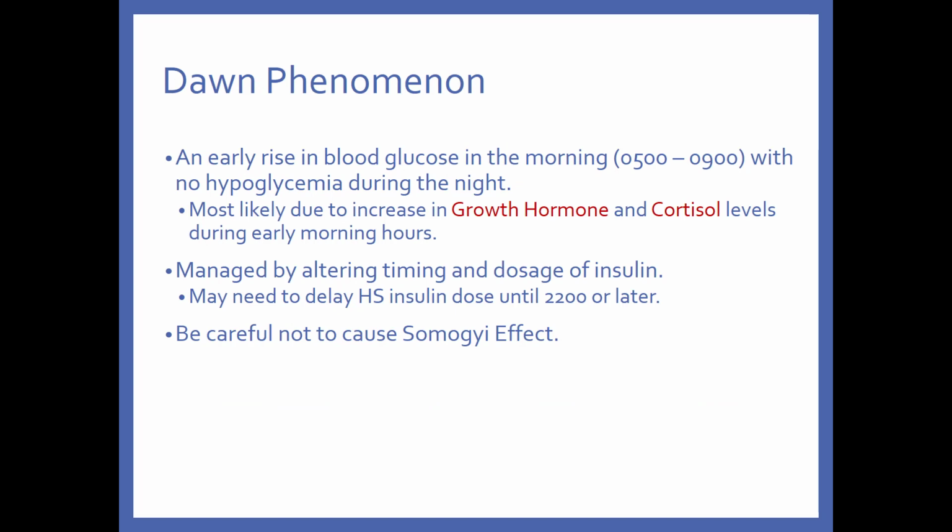And then there's also dawn phenomenon, and this is again an early rise in blood glucose in the morning with no hypoglycemia during the night. Most likely this is associated with increase in growth hormone production and an increase in secretion of cortisol in the body, and that's because that's usually during early morning hours. And we just manage this by altering the timing and dosage of insulin. Again, may need to delay bedtime insulin dose until after 10, just a little bit later, so we can help normalize those early morning sugars. But again, want to be careful that we don't cause that Somogyi effect with the lowering of the blood sugar overnight.